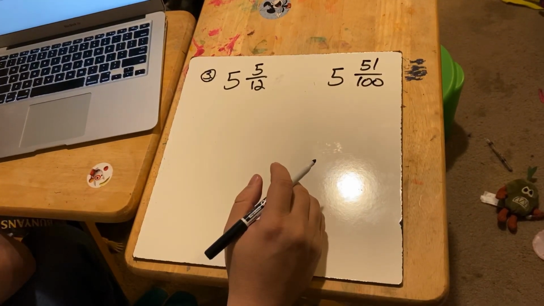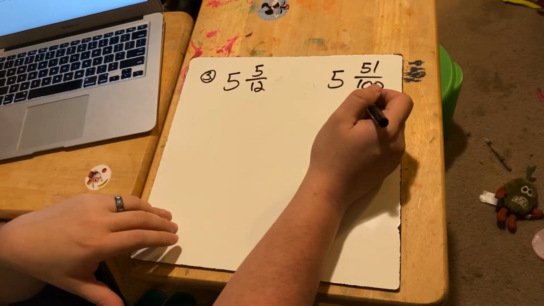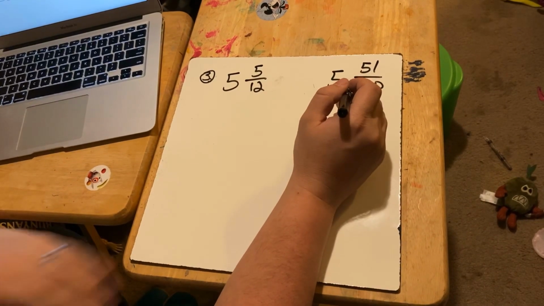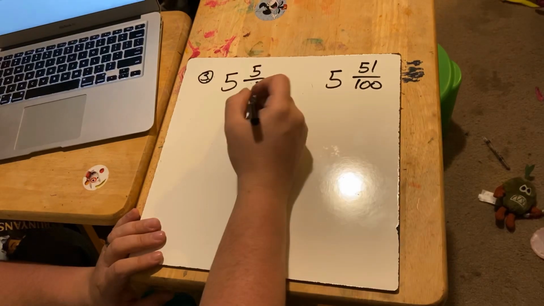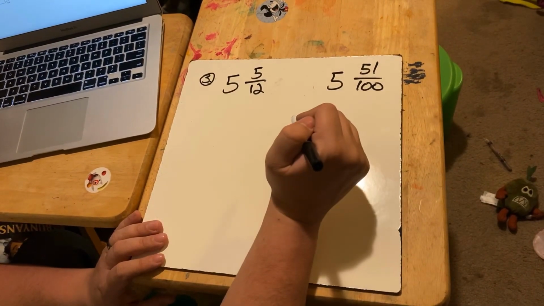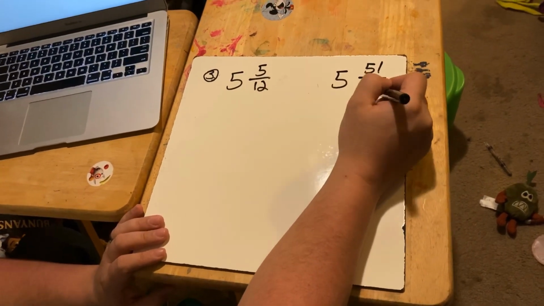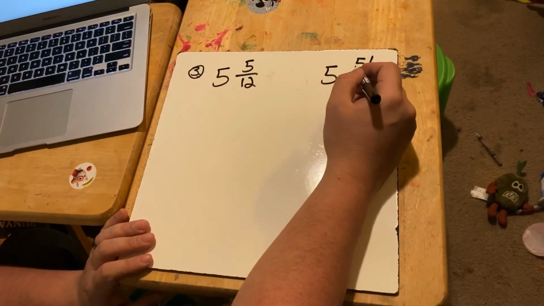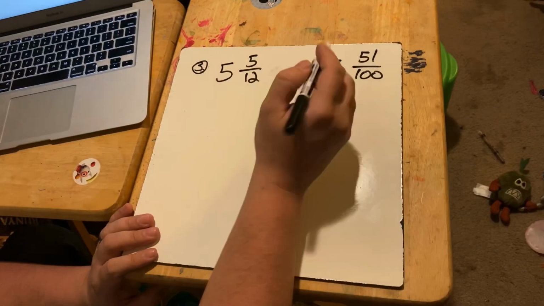I can't multiply 12 by anything to get 100. They have a different denominator and numerator. Wait a minute. 6/12 is 1/2, and this is less than 1/2. And 50 hundredths is 1/2, and this is greater than 1/2 because that's 51 hundredths. So that's going to be larger than 1/2, and that's going to be smaller than 1/2. Guess what?